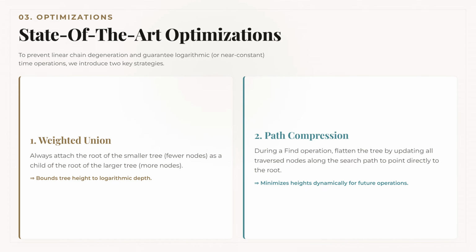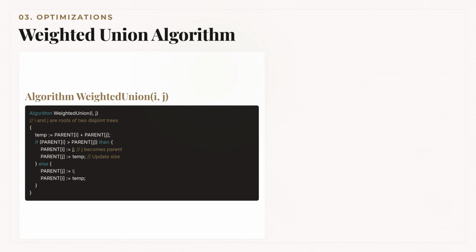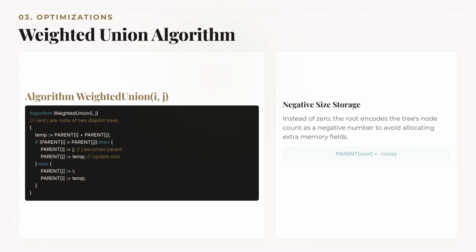To implement this efficiently, the size of the tree is stored inside the root node. Since the root has no parent, its parent field is available. Instead of storing 0, we store the negative size of the tree. For example, if a tree contains 5 nodes, the root stores -5. If another tree contains 2 nodes, its root stores -2. When two trees are merged, we compare these sizes. The smaller tree becomes the child of the larger tree. The size values are updated accordingly.